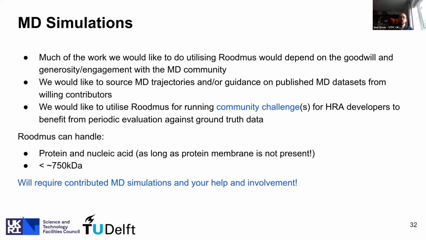One of the things that we'd like to use Roodmus for is potentially running community challenges for heterogeneous reconstruction algorithm developers in the future to allow periodic evaluation against ground truth information. But we're also interested in any opinions or suggestions you might have on benchmarking metrics, or potentially also if you have MD simulations which also have accompanying experimental datasets. That might be with perhaps a view to investigating whether these experimental datasets can be used to aid MD simulation or sampling.